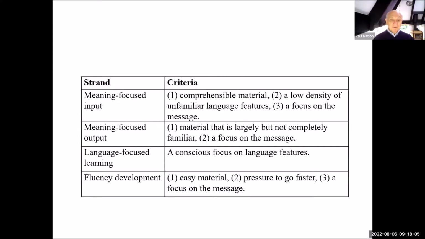Okay, the 4th strand is the fluency development strand, and this, like the other 3 strands, should make up about 1/4 of the course time. So about 1/4 of the time in a course should be spent getting fluent with what learners already know. And the requirement of the fluency development strand is that it involves really easy material. There is no unfamiliar vocabulary, no unfamiliar grammar, and the content is largely familiar to the learners.